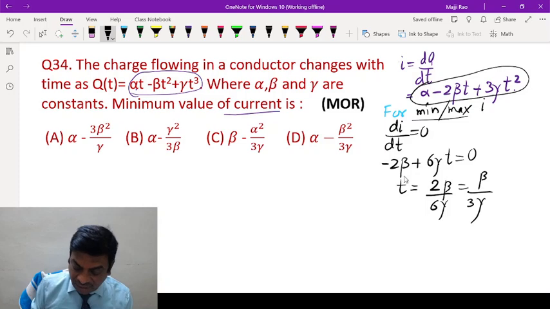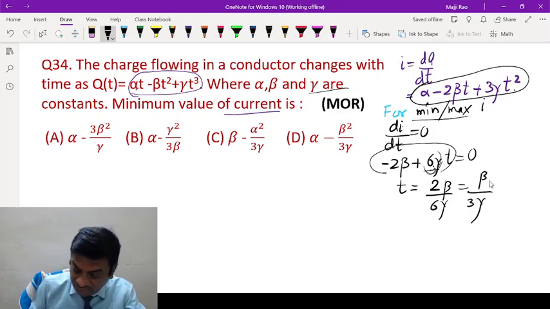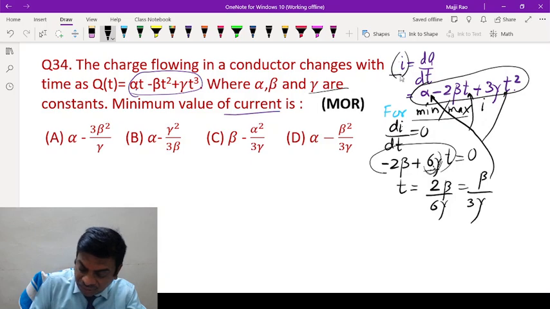You can see if you differentiate once again, you are left with a positive value because gamma must be positive. You are left with 6 gamma when you differentiate this once again with respect to t. And since d2i by dt square is positive, this must correspond to the minimum value. Now you need to substitute this here. We want the minimum value of I.